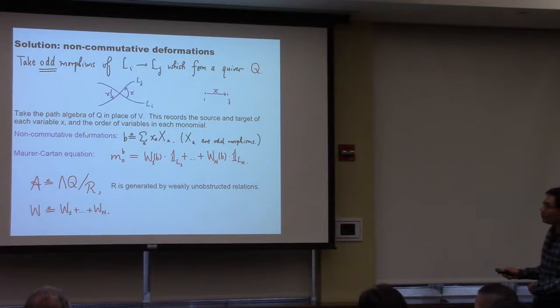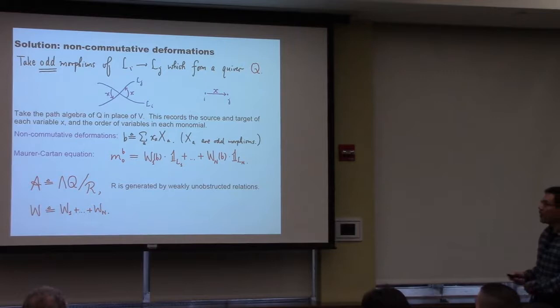And similarly, you consider this linear combination of deformations. So here, x_a are all odd degree morphisms. So you consider their linear combination. And again, you consider the Maurer-Cartan equation, but this time because you have several fundamental classes, you separate out the fundamental classes to get several superpotentials. And because you are recording the order of the variables, indeed you can simply take the sum of these superpotentials. And this will not lose any information because the source and target of the arrows are already recorded by the quiver. So this does not lose any information.